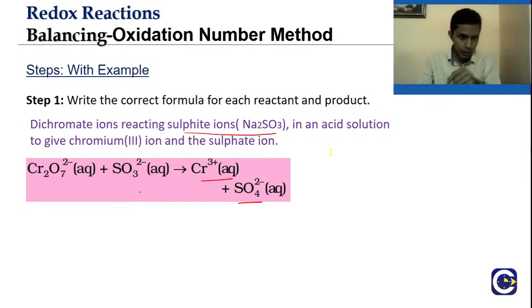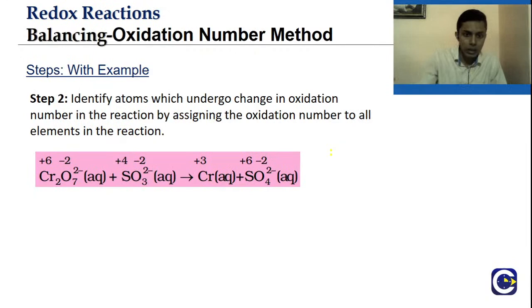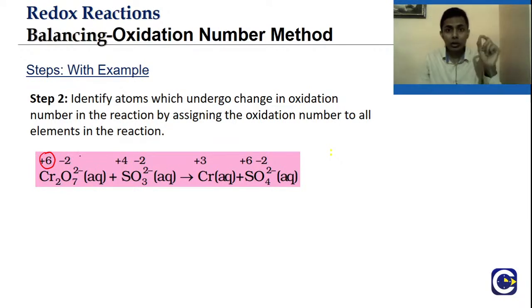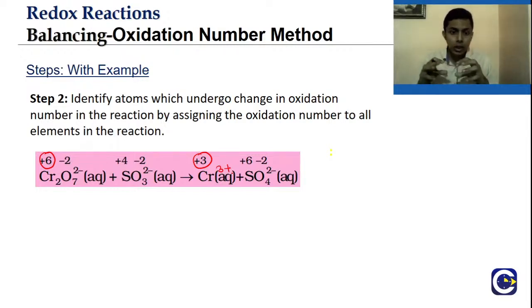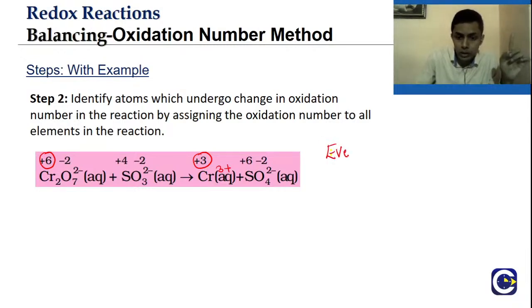For example, if I take Cr2O7 2 minus getting converted to Cr3 plus, and find out the oxidation number, one atom of Cr will have a notional charge of plus 6, or oxidation number is plus 6. When it gets converted to chromium in the solution, it will be in the Cr3 plus state. So when it changes from plus 6 to plus 3, please note down that every atom of chromium is changing from plus 6 to plus 3.